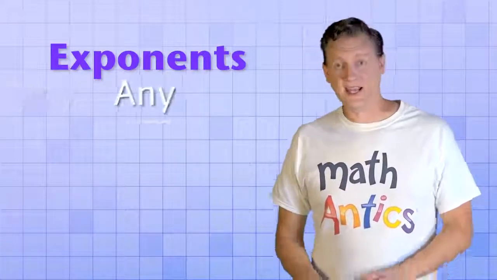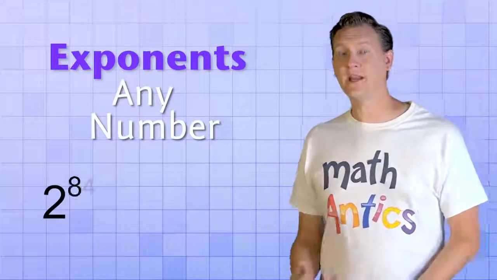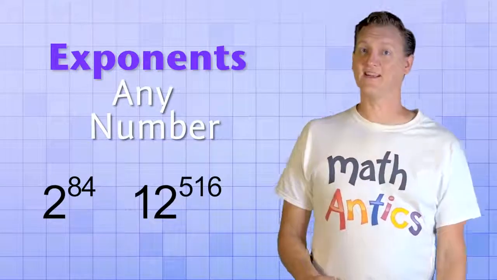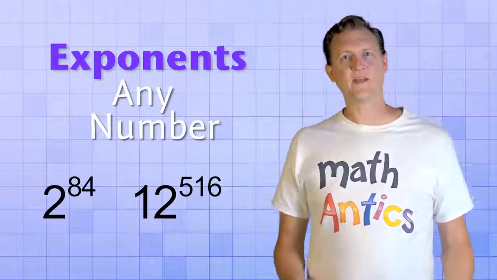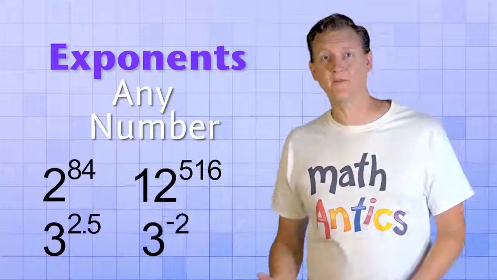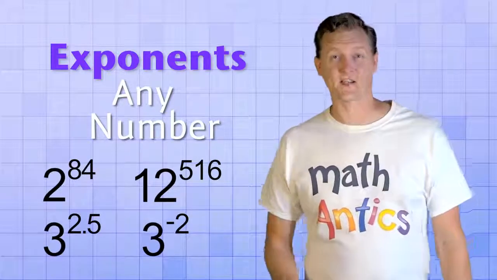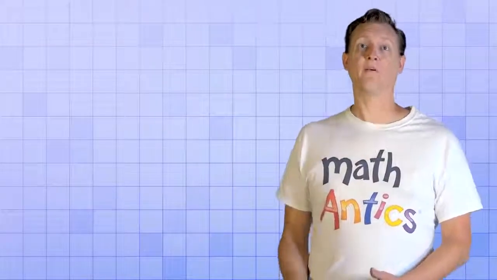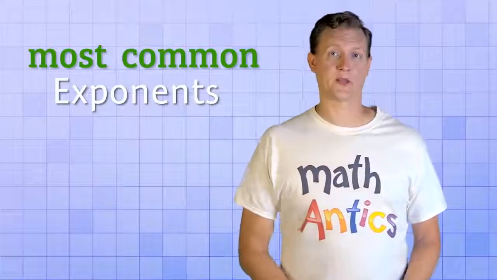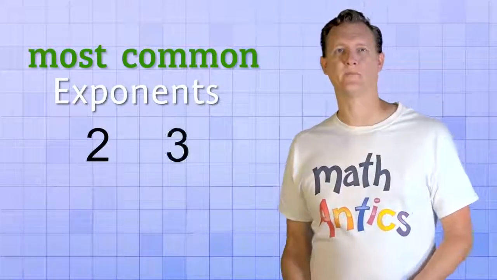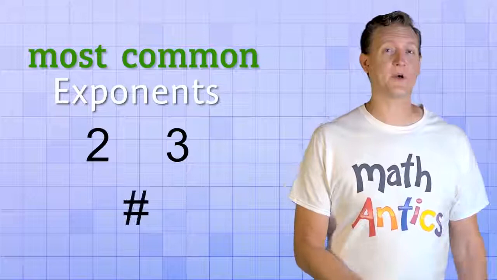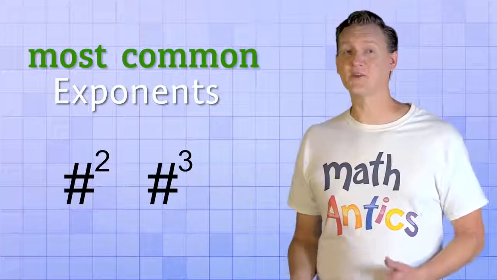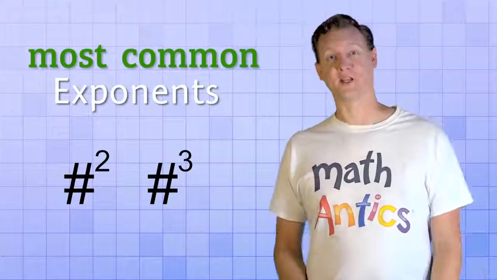In the examples we've seen so far, we've only had simple one-digit exponents, like 2, 3, or 4. But exponents can be any number. You could have 2 to the 84th power, or 12 to the 516th power. In fact, as crazy as it sounds, you can even have exponents that are decimals or negative numbers. But we'll save advanced exponents like that for future videos. In the last part of this video, I want to focus on the two most common exponents you'll encounter, which are 2 and 3. That is, you'll very often see a number raised to the second power or to the third power.